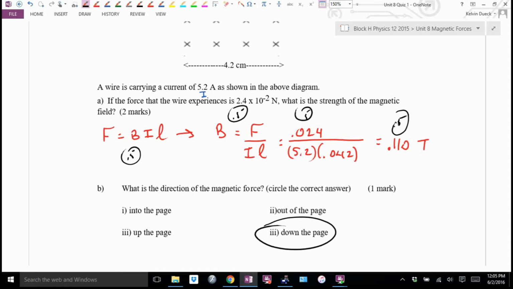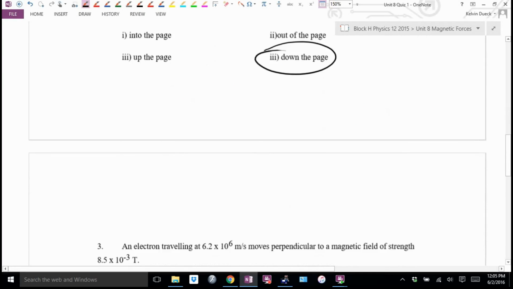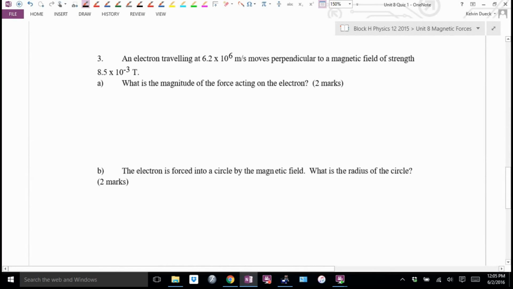In other words, I have no problem giving you the force direction and saying work your way backwards to the other fingers. One of my students in my other class said, hey, Mr. Duke, thumb is current, fingers field, palm push. Oh, that's not bad. So whatever works for you. Okay? Now you can turn the page.